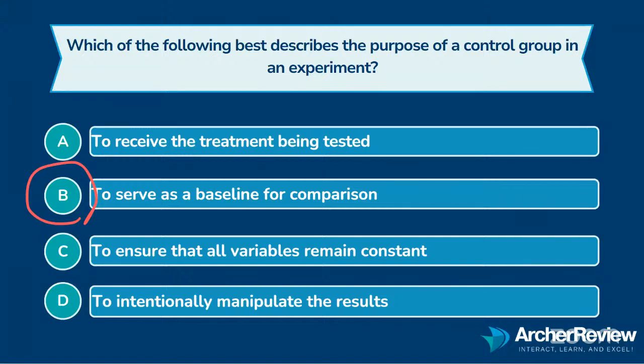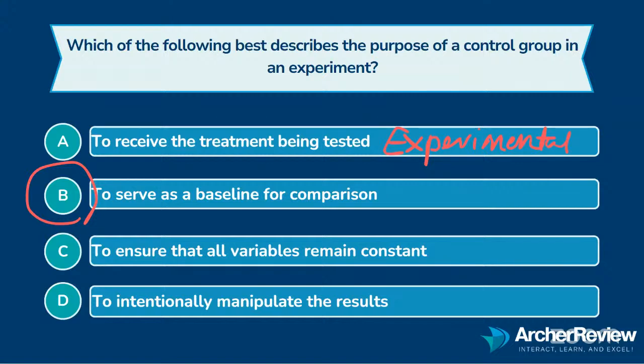All right, let's take a look at our other choices. A, to receive the treatment being tested. That is our experimental group. So that's the group that's receiving the treatment. That's our experimental group.